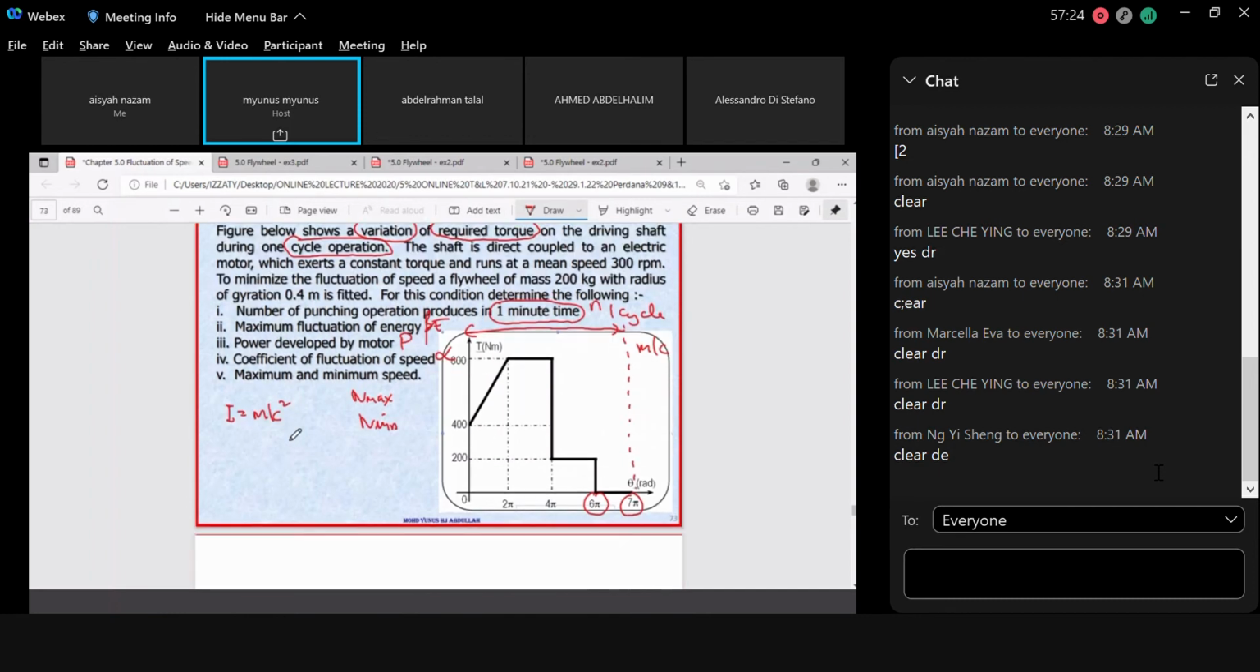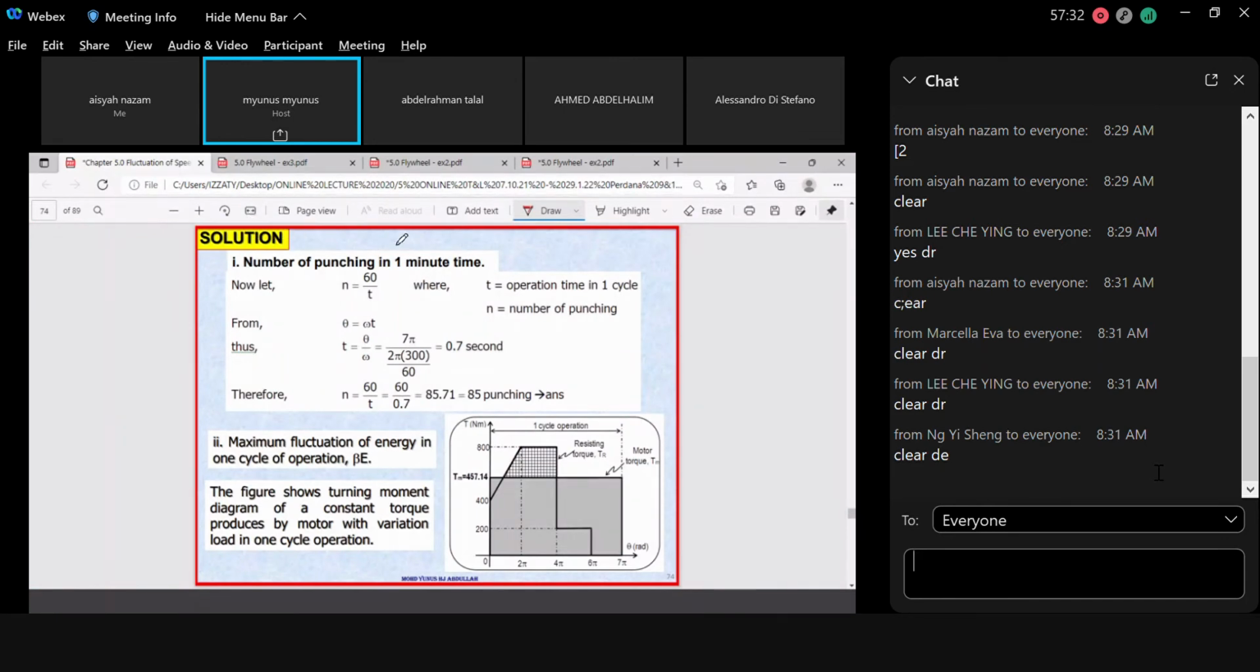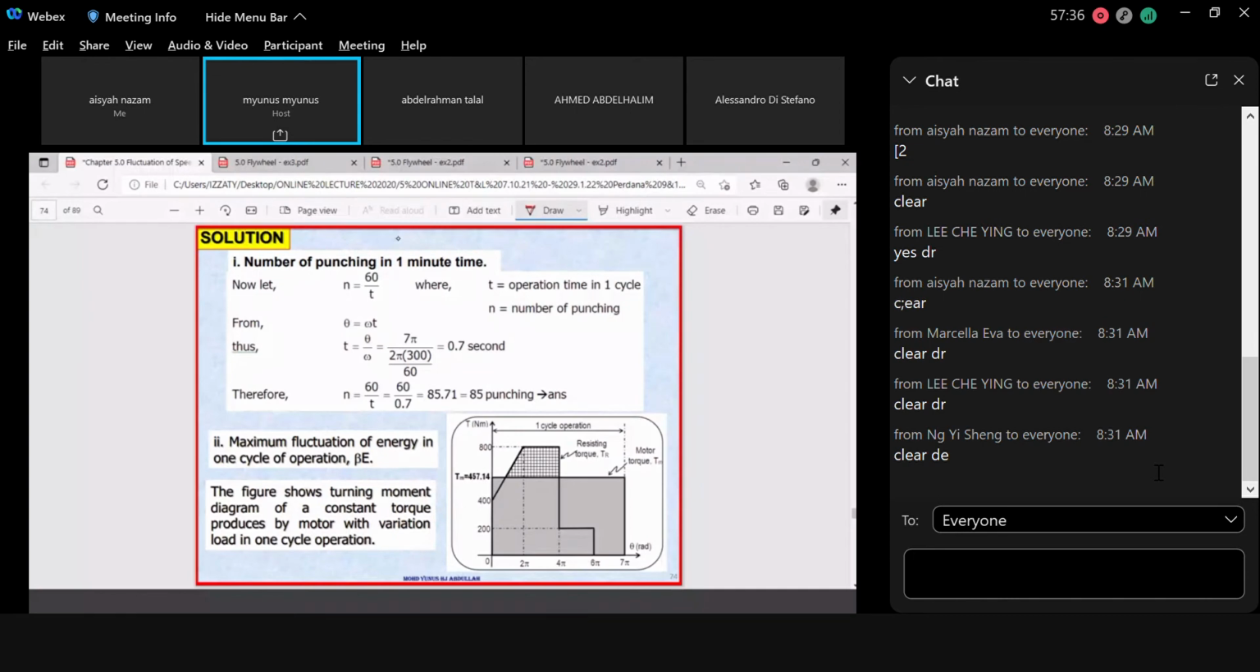Okay, so I'm going to give you another slide here. To define the number of punching, this is not in your notes, yeah. This is not in your notes because there are no notes talking about the number of punching in 1 minute, because sometimes it is not 1 minute, sometimes it is 1 hour, sometimes 1 month, sometimes 1 year, for example. So there's no standard or general equation, but you have to understand how to define the number of punching. For example, you're talking about 1 minute. In 1 minute you have N equal to 60 by T. 60 because it is 1 minute. If you're talking about 1 hour, it is not going to be 60, it's going to be 3600 divided by T. Okay, T will be the time taken for one cycle. N will be the number of punching. The 60 is due to 1 minute operation.